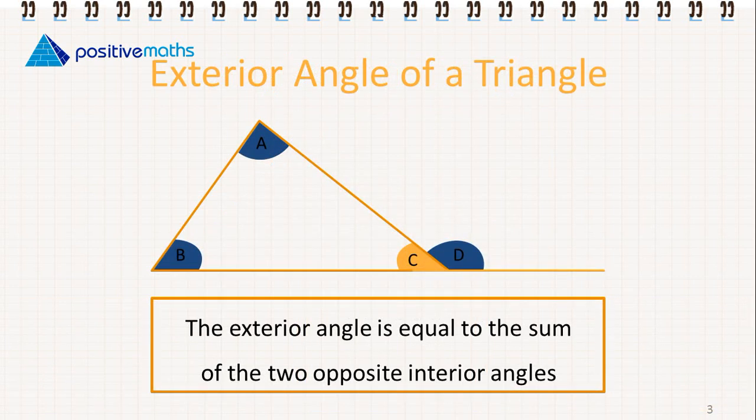The next rule that we're going to discuss has to do with the exterior angle of a triangle. If we notice here, we have 4 different angles, A, B, C and D. A, B and C are all interior angles of the triangle because they're inside the triangle. D is created by extending the line going from X to Y. So it's extending that line. We now have an exterior angle.